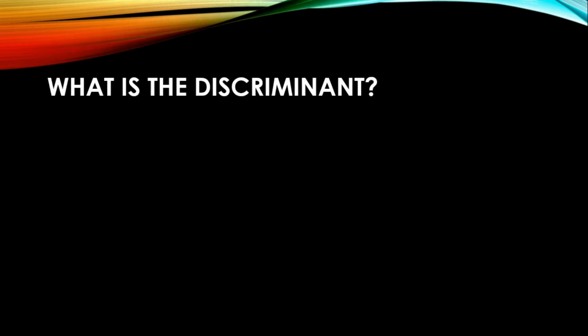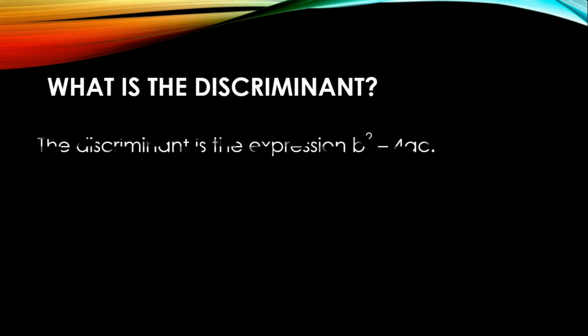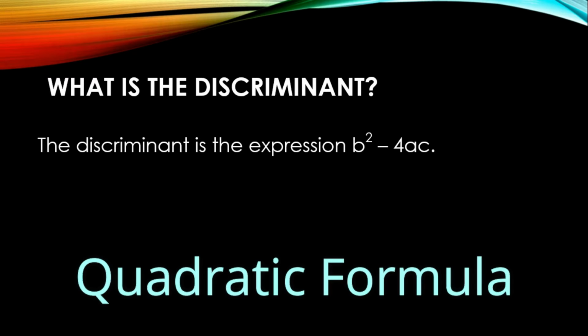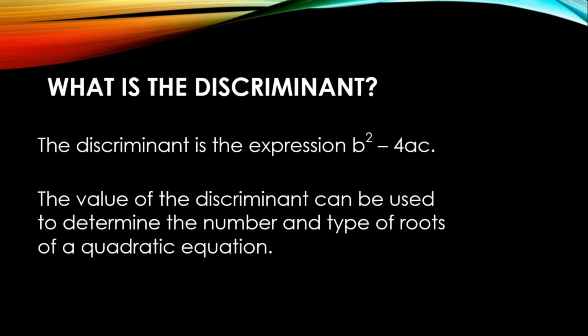So the question is, what is a discriminant? The discriminant is the expression b squared minus 4ac. If you could still remember, this expression b squared minus 4ac is quite familiar in our previous topics in Mathematics 9, which is about the quadratic formula. The value of the discriminant can be used to determine the number and types of roots of a quadratic equation.